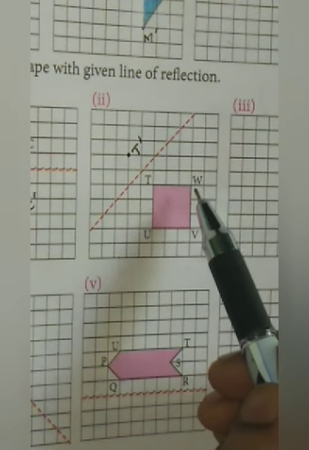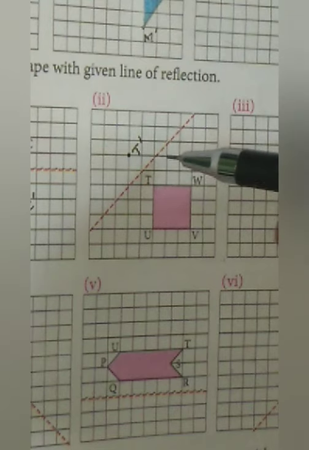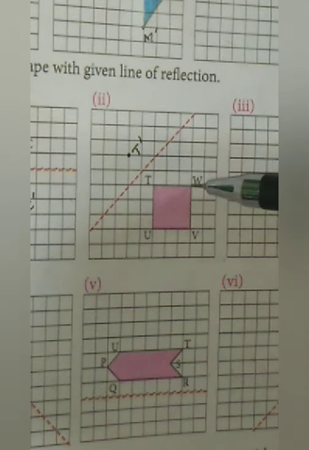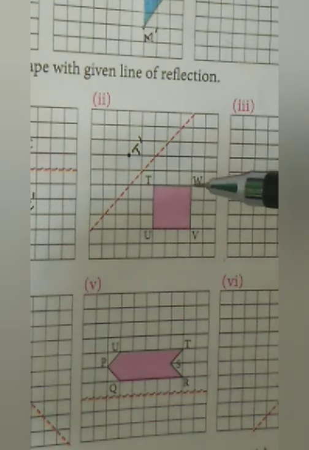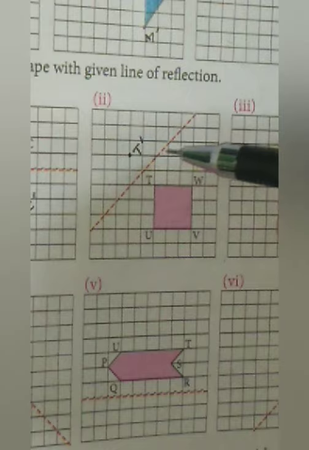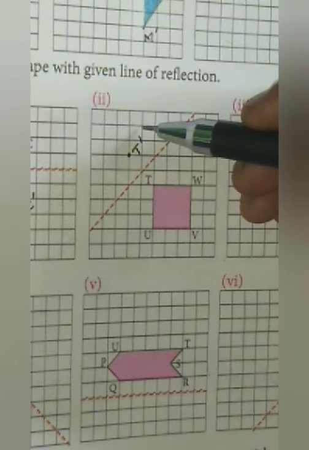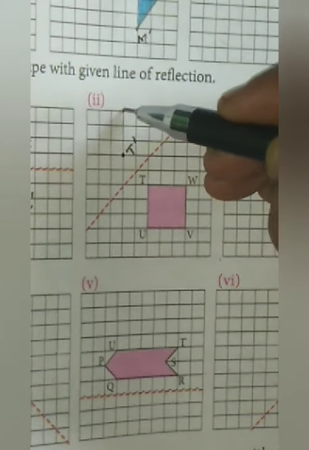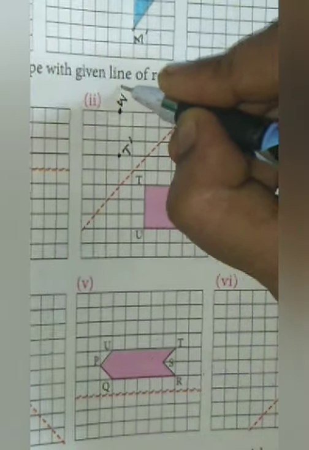Then, similarly, W is half unit, 1 unit, 2 units. So, W is 2.5 units away from the line of reflection. So, from above the line of reflection, leave 2.5 units. Half, 1, 2. And keep a dot. Name it as W dash.